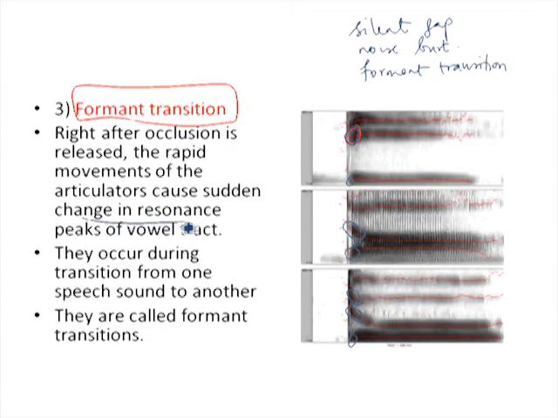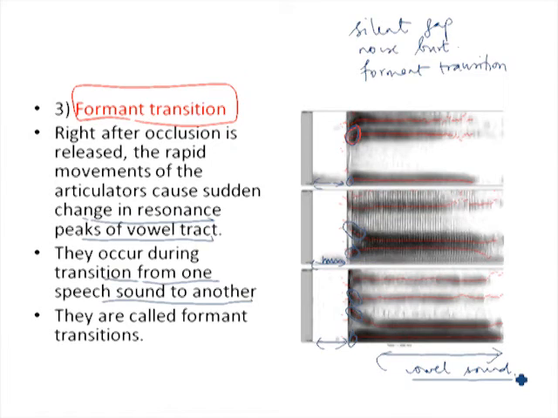And there is a change in resonance peak of the vocal tract when there is a change in your resonance. So formant transitions occur when there is a transition from one speech sound to another. For example, here, you see all this right here? That's the initial part of the production of that sound. And you see there's no voicing bar right here. It's a voiceless sound. And then when you see the transitions here, the next thing that you see will be a vowel sound.